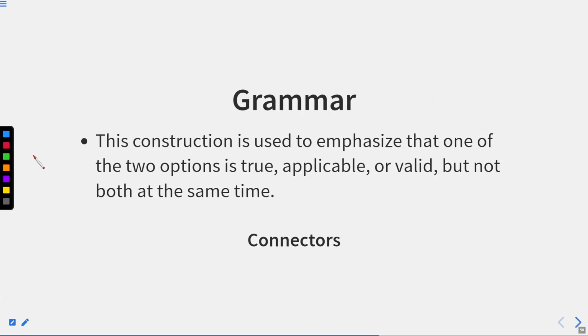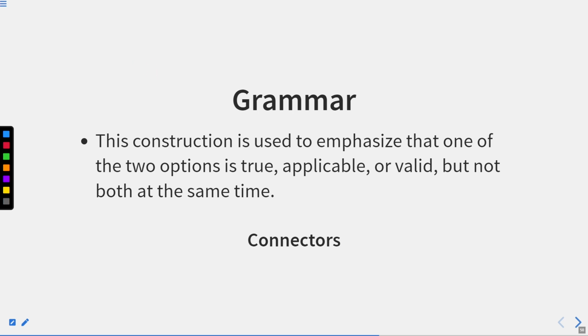Now, it is not adding two together. It means only just to make a choice from the two. This construction is used to emphasize that one of the two options is true, applicable, or valid, but not both at the same time. It means, suppose I have two things.